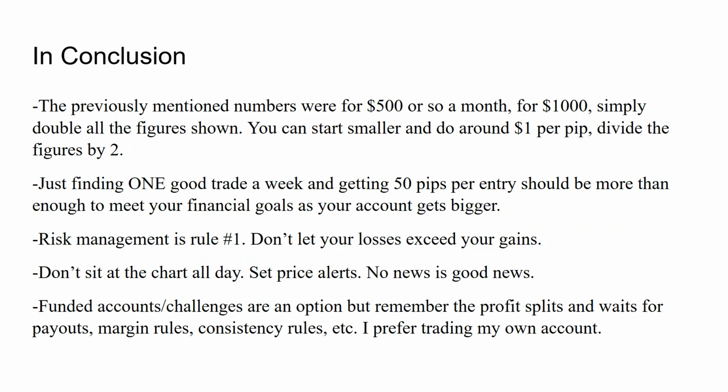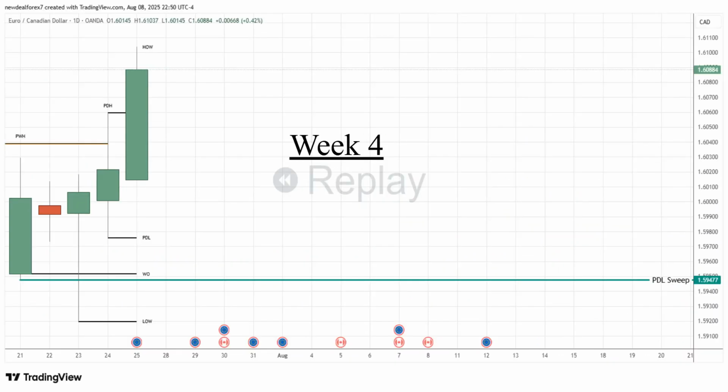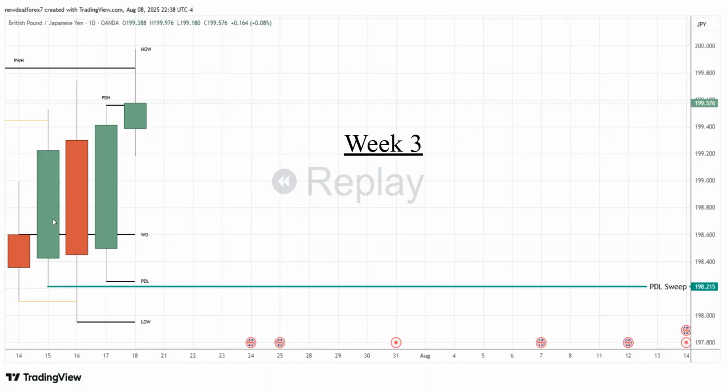Do not sit at the chart all day; set price alerts. When I say set a price alert, I'll give you this example here. Let's say I get in right here. I want to set a price alert below this range, because with the midweek reversal you're expecting price to stay inside of this range, this low of the day. Price should stay above that green line, Monday's low. My price alert would be below Tuesday's low in this case. Price should not come back there.